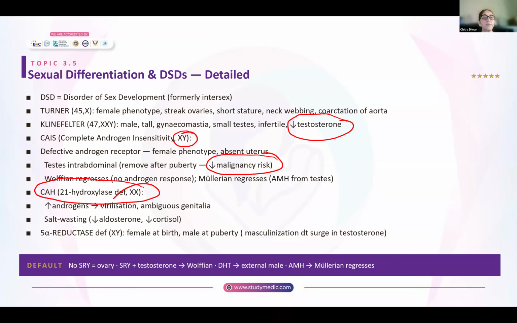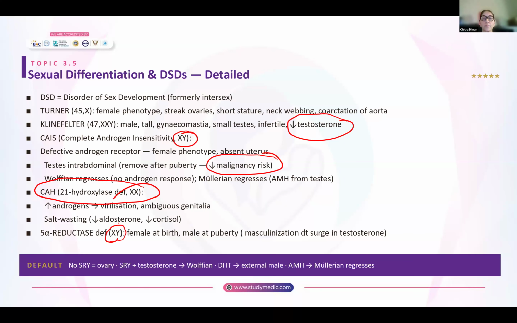Then 5-alpha reductase deficiency, it is another cause of androgen insensitivity. Okay, because we saw that testosterone has to be converted to dihydrotestosterone for it to be effective. Now, if there is deficiency of 5-alpha reductase, at birth, even though it is an XY fetus, because testosterone is not effective, external genitalia are not developing like that of a male. So you have a female at birth.